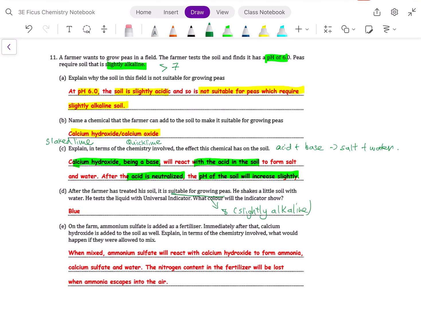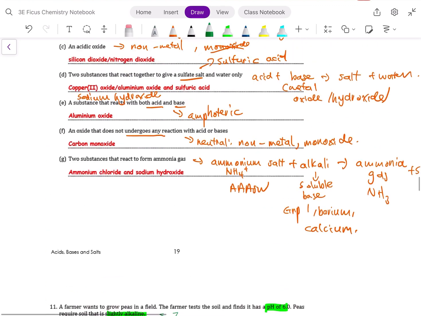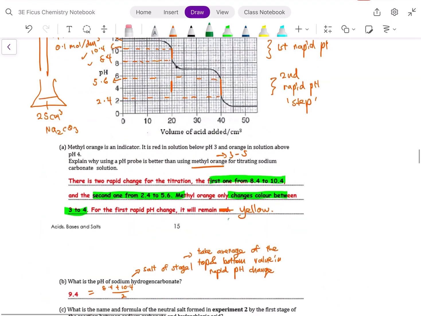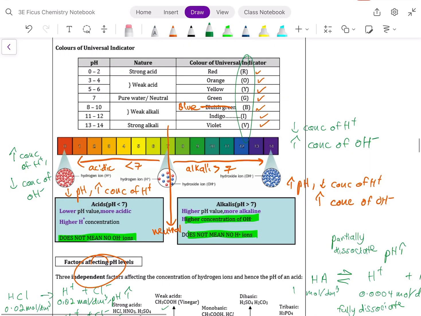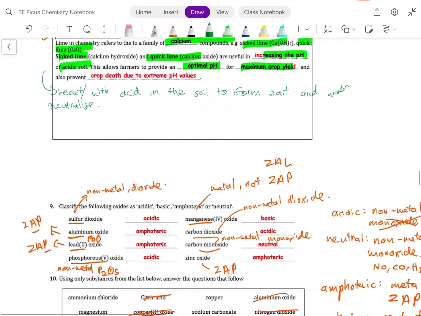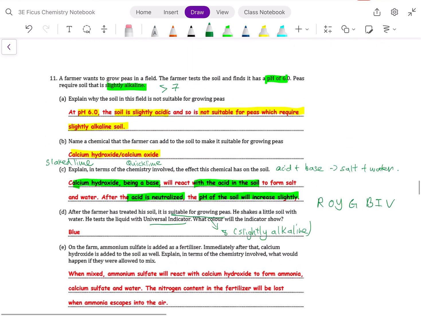And if you recall the colors of the universal indicator, which I usually like to remember as Roy G Biv lah, maybe we can indicate in the previous section. Roy G Biv down here, colors of the rainbow. So red is 0 to 2, orange 3 to 4, yellow 5 to 6, green 7, blue is 8 to 9, indigo 10 to 11, violet usually for strong alkaline, 12 to 14. So this is blue.